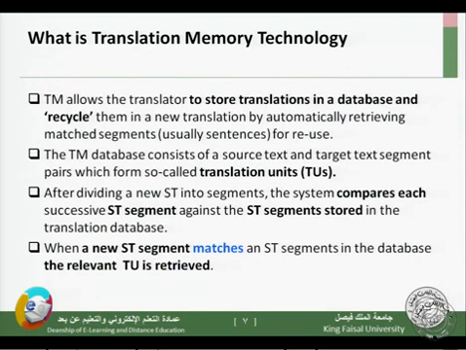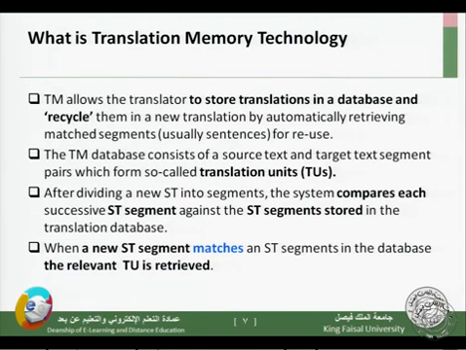By what? By automatically retrieving matched segments for reuse. You store the translation, then when you want to translate, you go to them and you try to reuse them. How? You make sure that you have matching segments. Segments means like sentences. This sentence in the data matches with the sentence I'm translating. Really, this is very simple, simply put.